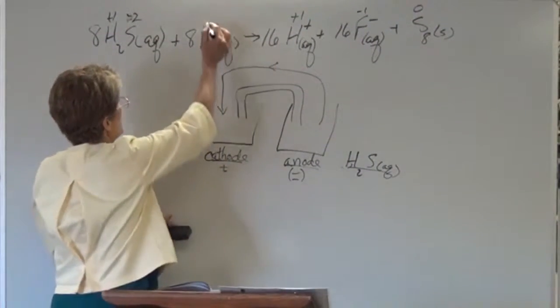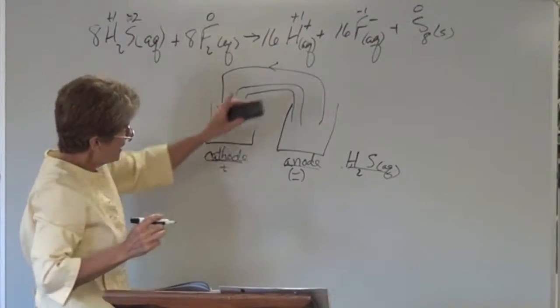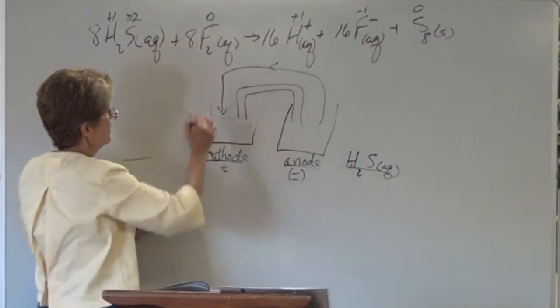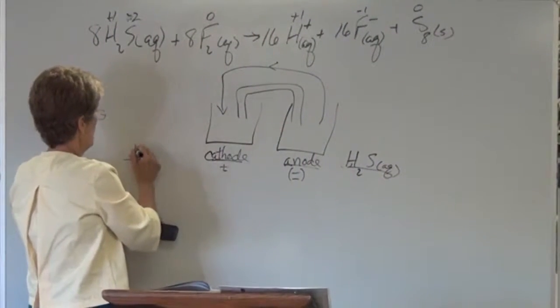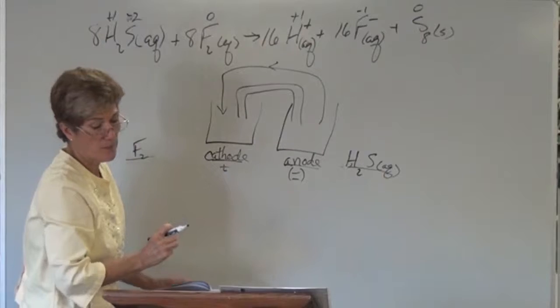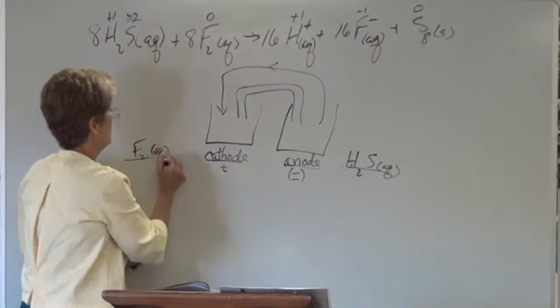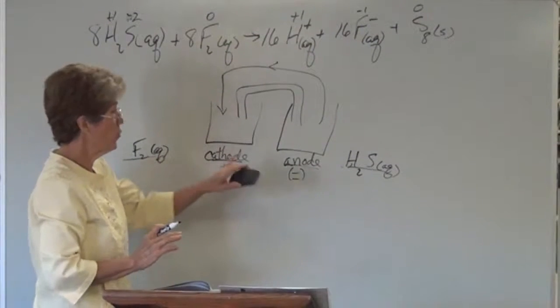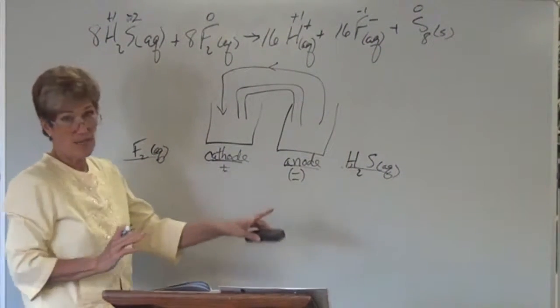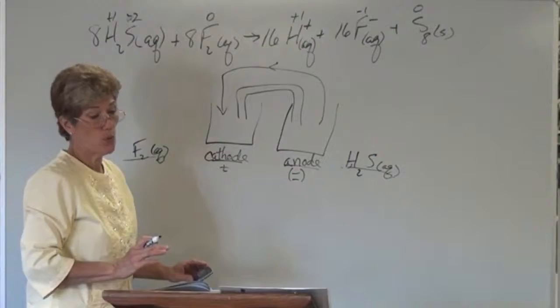Let's see who's being reduced. This is 0 here, and yet it's -1 over there. So it's obviously being reduced, and so we would put F2 over here. And you could go ahead and put aqueous if you like, but as long as you have them in the right place, I'm happy. So that's the information that you needed for those 4.